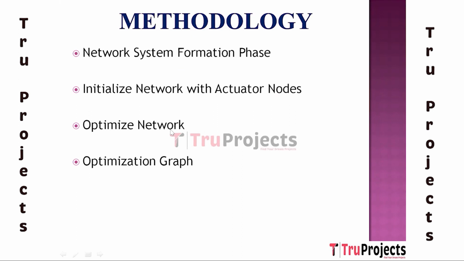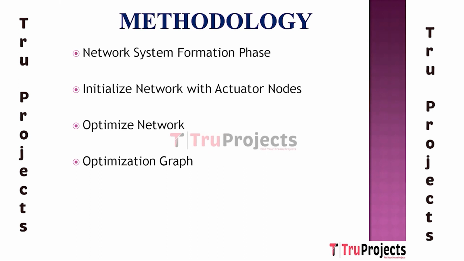Methodology. To implement this project, we have designed the following modules. The first module is Network System Formation Phase. This is the initial step where the network structure is defined. It involves identifying the nodes in the network, understanding the interconnections, and determining the dynamics of each node. The network can be represented as a graph where nodes represent individual subsystems and edges represent the interactions between these subsystems.